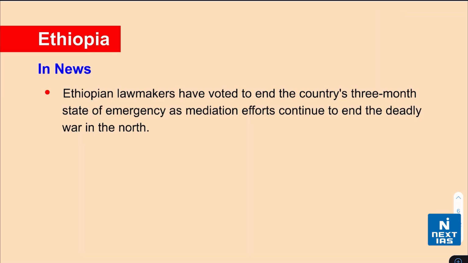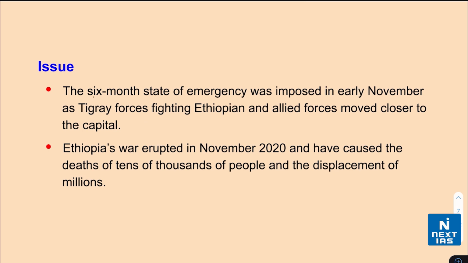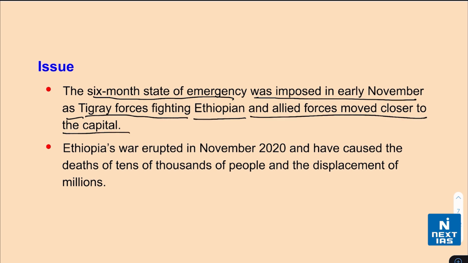Moving on, now let's talk about Ethiopia. Now Ethiopia has been facing a humanitarian situation. There was a state of emergency in the country which ended recently. Now, there was a 6 month state of emergency that was imposed in early November as Tigray forces fighting Ethiopian and allied forces moved closer to the capital.